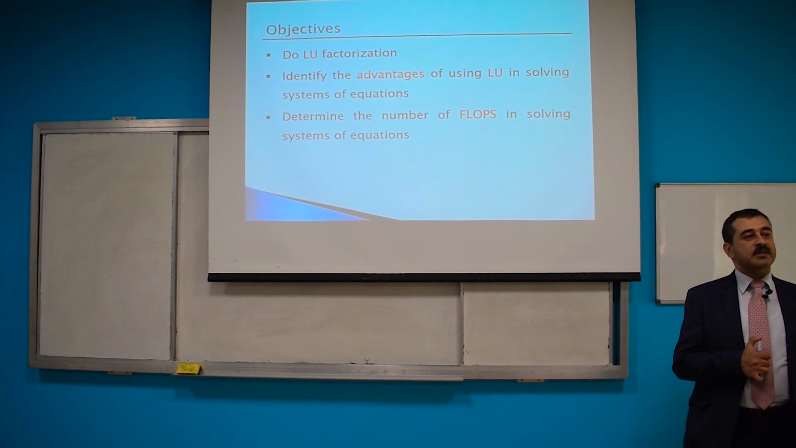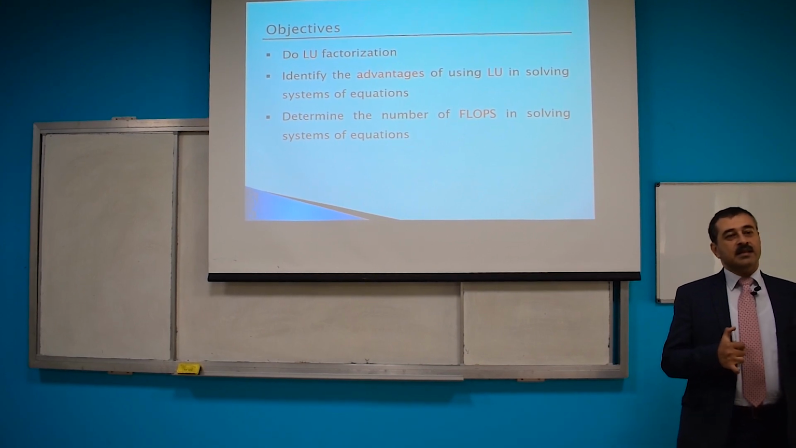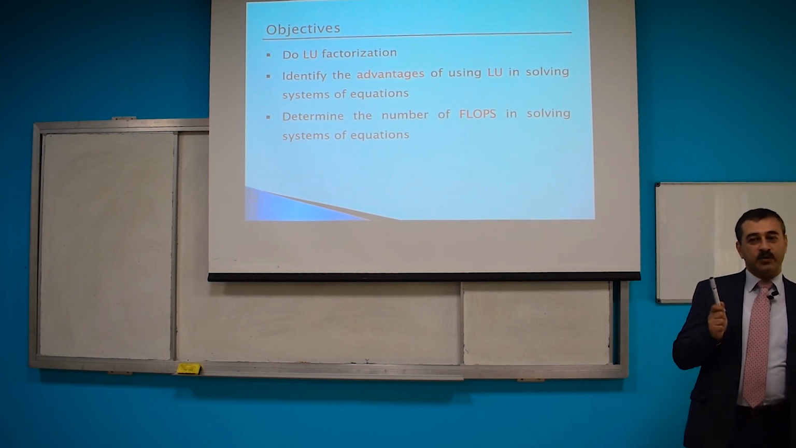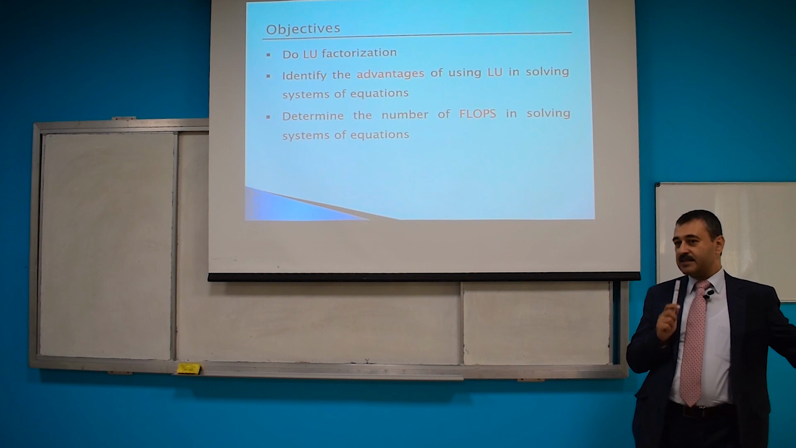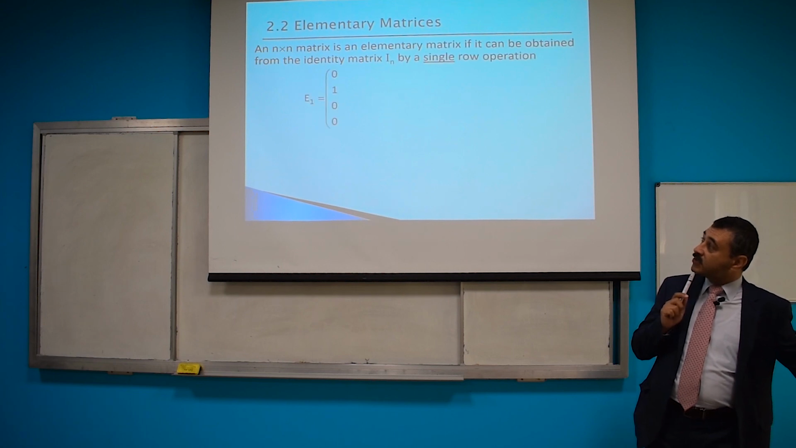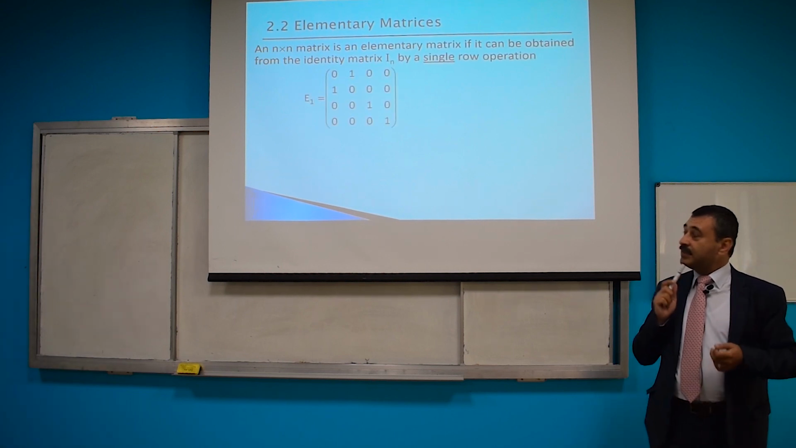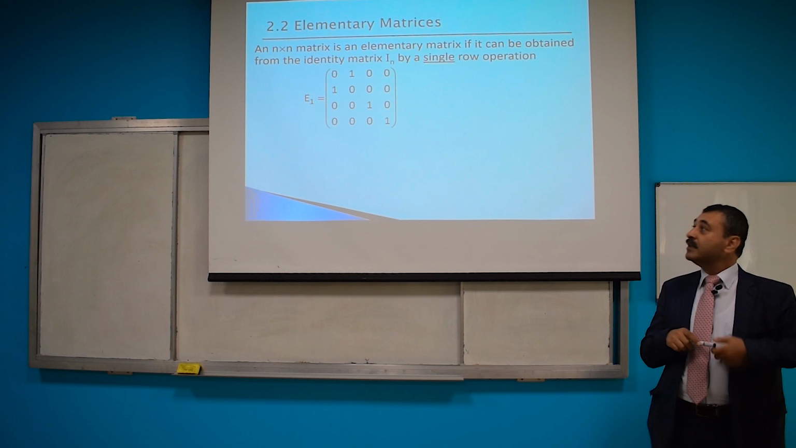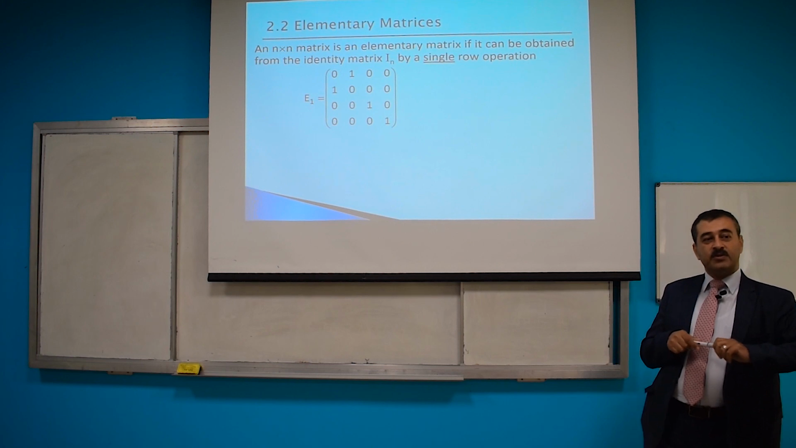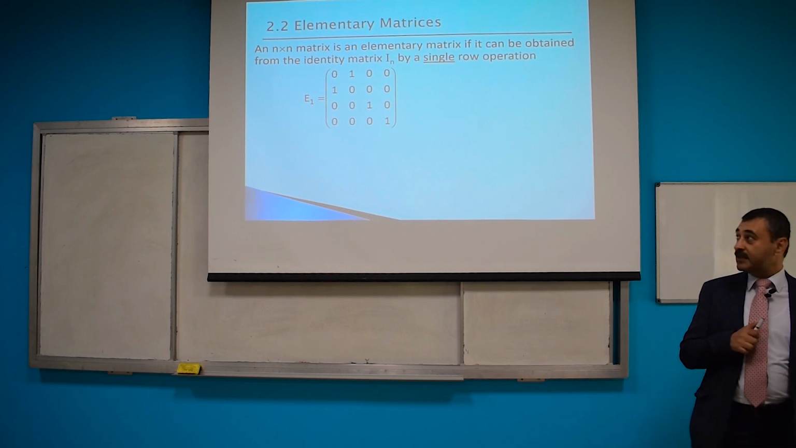Do you remember the elementary matrices? You do one of the row operations on the identity matrix to obtain what is called an elementary matrix. So this guy is an elementary matrix. What is the operation? Interchange of the first two rows of the identity matrix.